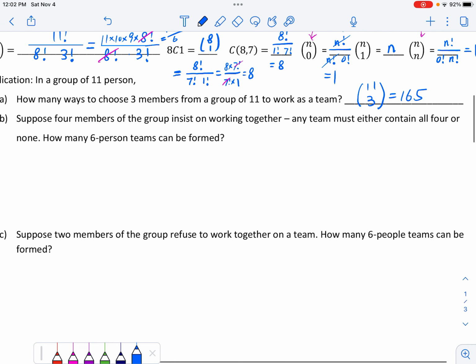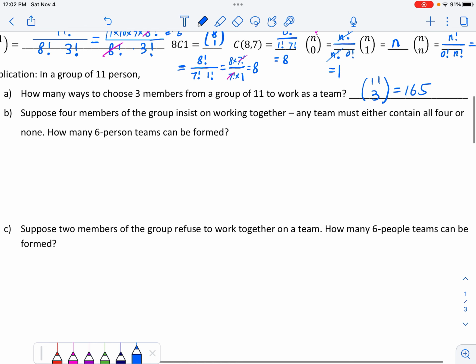Now, suppose 4 members of the group insist on working together. They cannot be separated, basically. Any team must either contain all 4 or none. And how many 6-person teams can be formed? You're always welcome to pause the video if you want to take a moment to think about it.